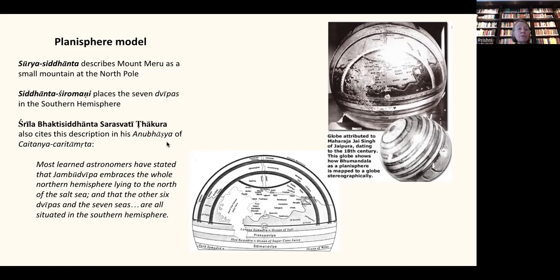And here we have a quote from Bhaktisiddhanta Saraswati Thakur. This is from his Anubhashya of the Chaitanya Charitamrita. Most learned astronomers have stated that Jambudweep embraces the whole northern hemisphere, lying to the north of the Salt Sea. That's this part here. And the other 6 dweepas and 7 seas are all situated in the southern hemisphere. So this is substantiated by our Bhaktisiddhanta Saraswati.